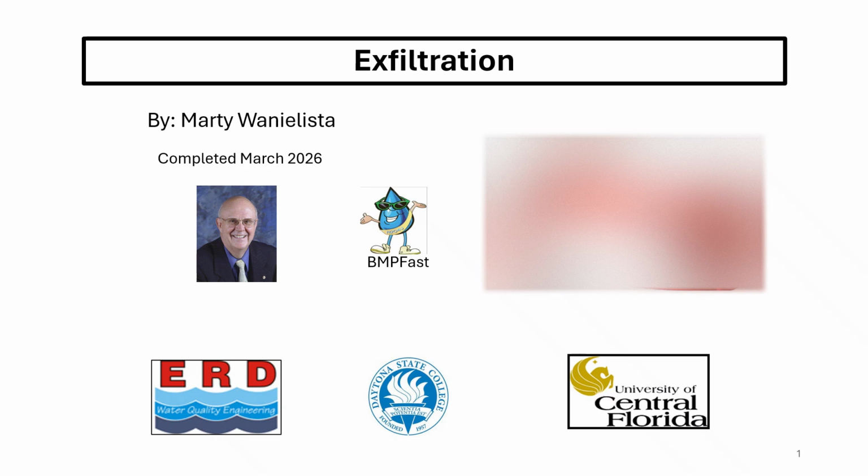Here we'll be discussing exfiltration, a crucial process in water management. Exfiltration refers to the movement of water from an underground storage system directly into the surrounding ground. This method is commonly applied using systems like perforated pipes, which allow water to seep out along their length, or through underground vaults designed to facilitate water release.